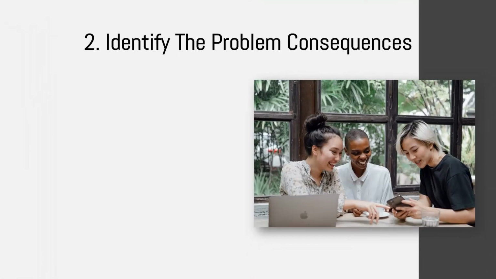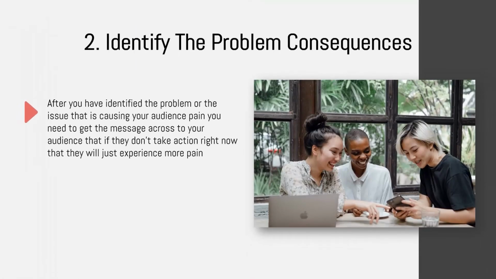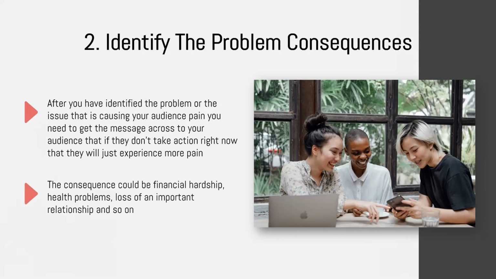2. Identify the problem consequences. After you have identified the problem or the issue that is causing your audience pain, you need to get the message across to your audience that if they don't take action right now, they will just experience more pain. The consequence could be financial hardship, health problems, loss of an important relationship, and so on. As the influencer, your solution will fix the problem for them. People tend to hide away from their problems, so you need to bring everything to the surface so that they feel the pain and see your solution as removing this pain.